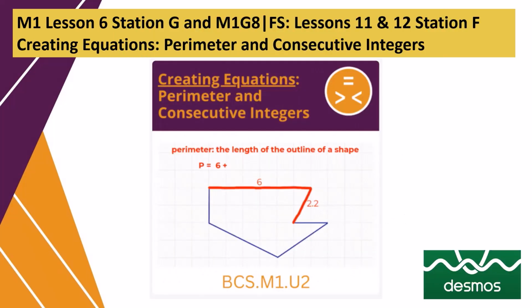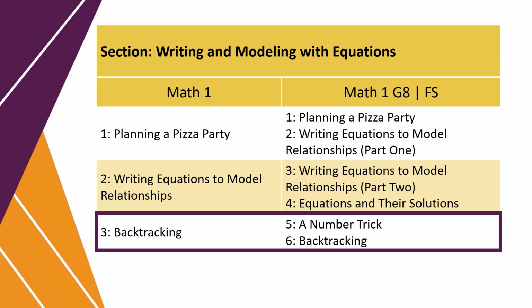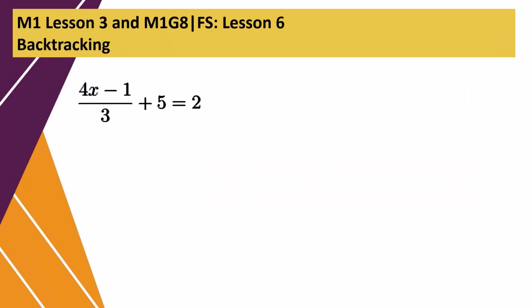Traditional problem types, such as consecutive integers and perimeter, can be found in the checkpoint lesson as a Desmos activity. In addition to writing equations, this section also includes the solving strategy of backtracking. Backtracking is a strategy that focuses on the order of operations expressed in the equation.